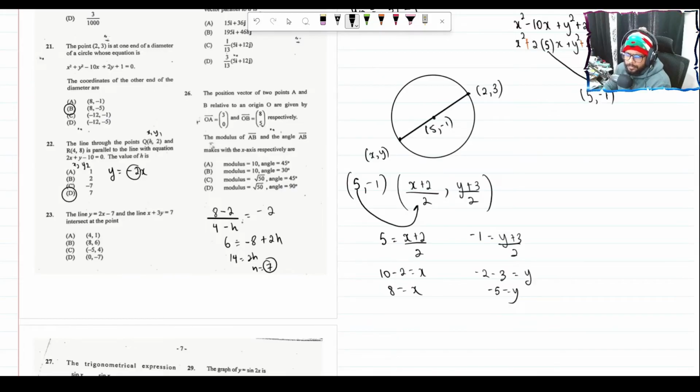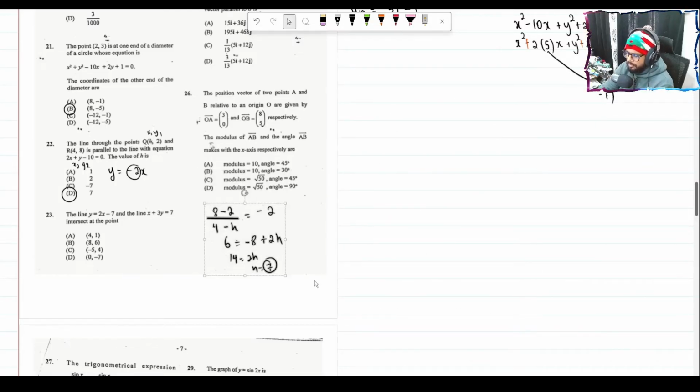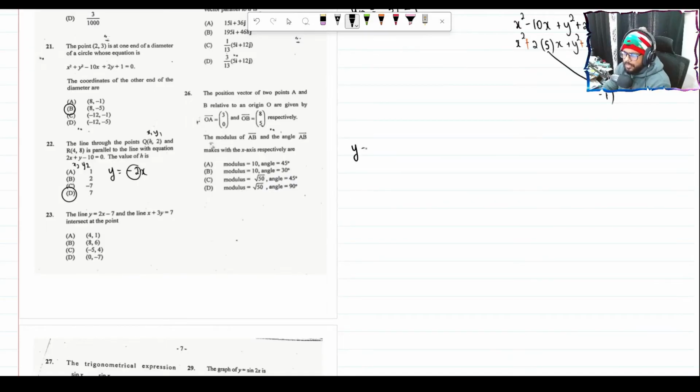The line y is equal to that, and the line that intersect at the point. Now, you could solve these simultaneously, or you could just trial and error your 4 answers. Now, granted that all the CD working for all of this here, I am comfortable taking it off. If you all want to see the working, I could just go back in the video and watch the working. So I'll have y is equal to 2x, take away 7, and I have x plus 3y is equal to 7.